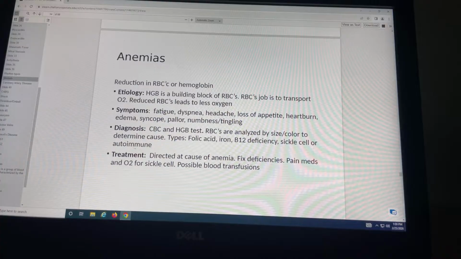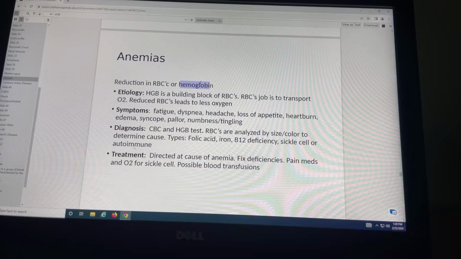So anemia, again, what does emia mean? In the blood. Blood, in the blood. And an is like the opposite of, right? Like normal and abnormal. So this is blood and lack of blood. So anemia just means a lack of blood, essentially. Specifically a reduction of the red blood cells or hemoglobin. Hemoglobin is a part of a red blood cell, okay? So don't get that confused.